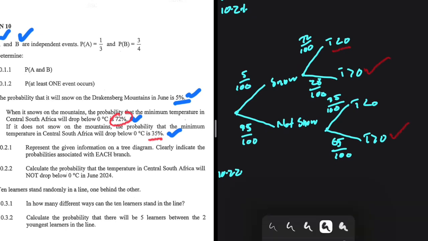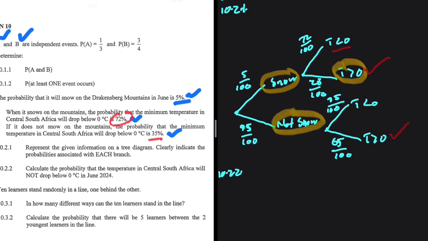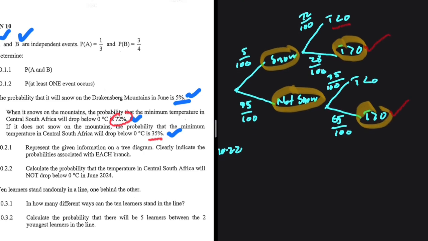How do we do that? Okay, let me show you. First of all, if it snows, the probability that the temperature will be greater than 0 is 28 divided by 100. And if it does not snow, the probability that the temperature is greater than 0 is 65 divided by 100. That is what we have to figure out.